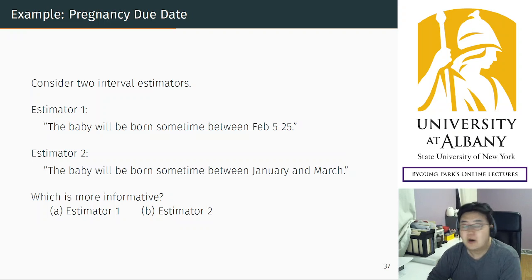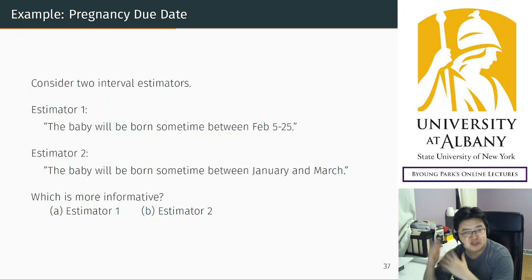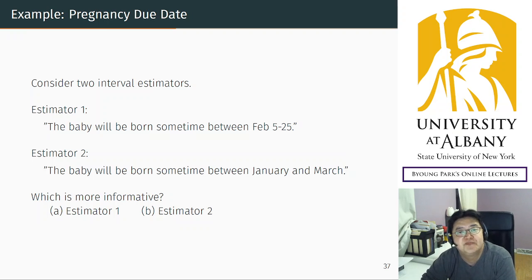Hello. We defined the basic terms about interval estimator, like marginal error and confidence level. And here, let's think about their relationship, and we will think about what is a good interval estimator. First, think back to the pregnancy due date example. Think about two different interval estimators.